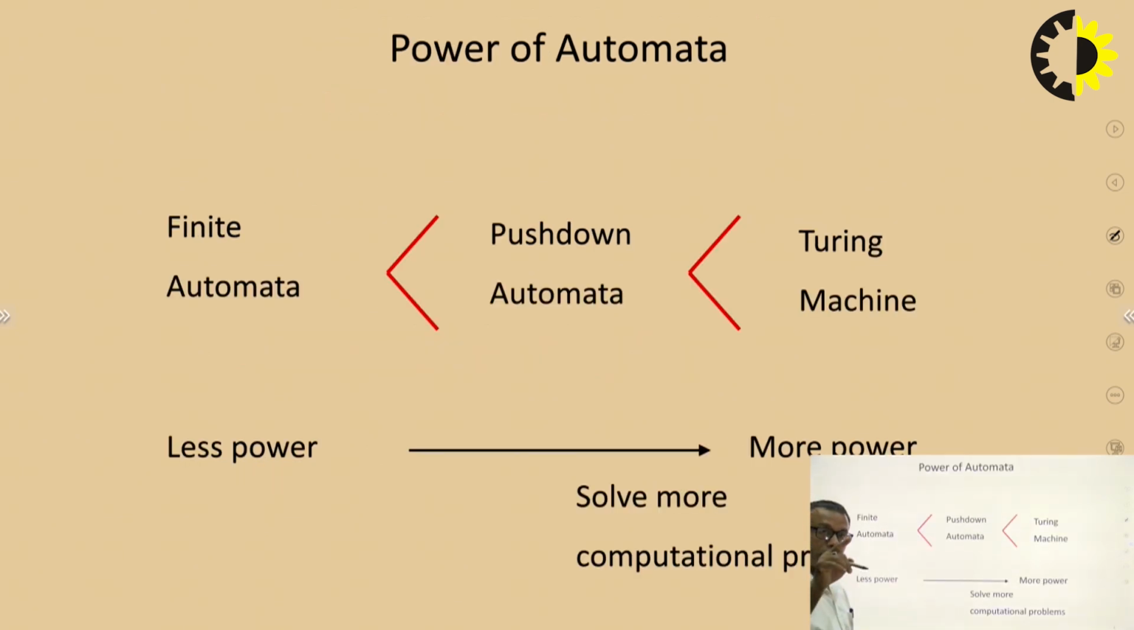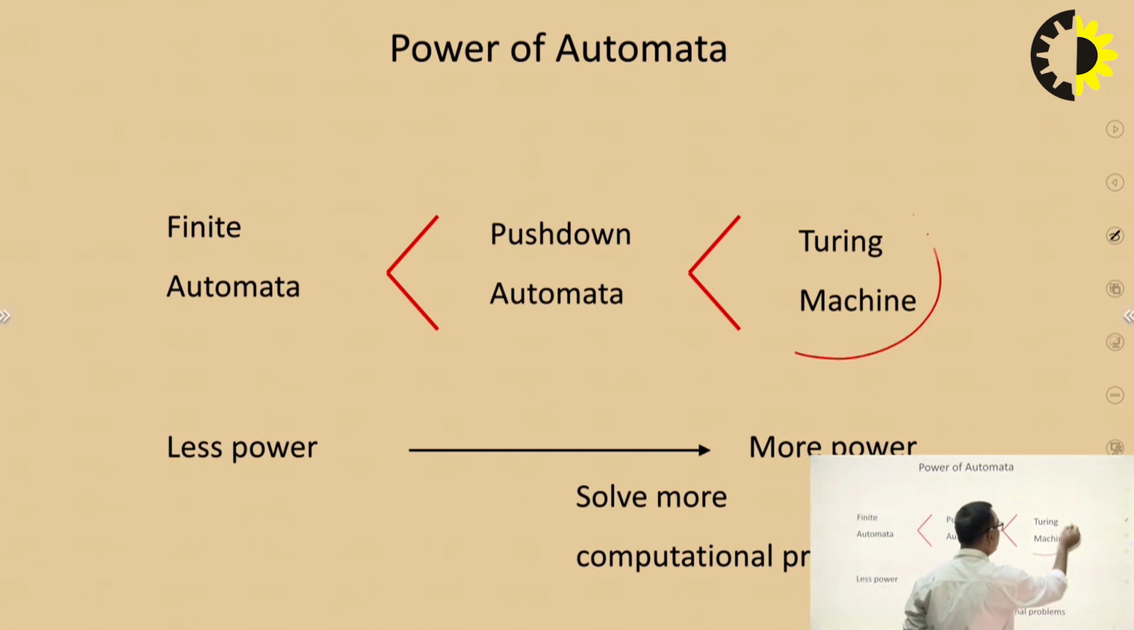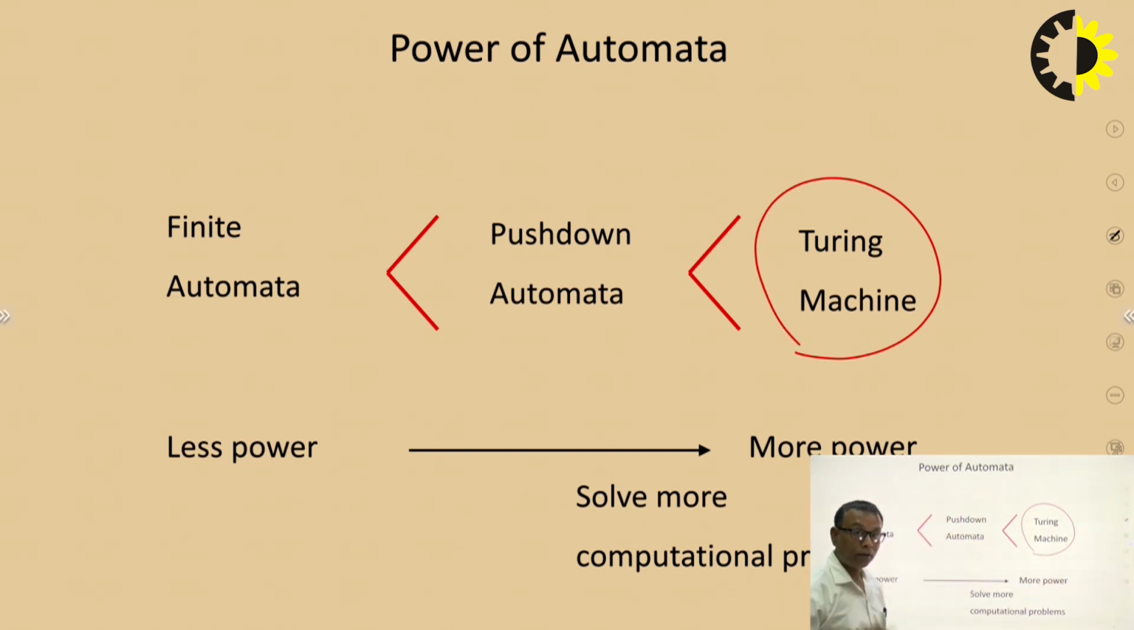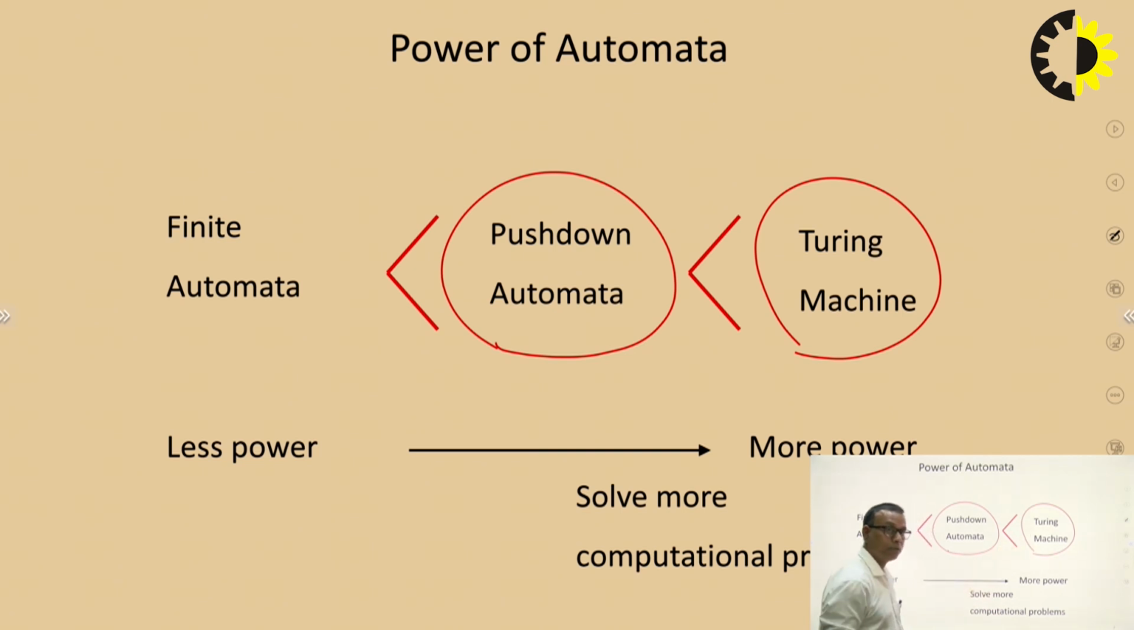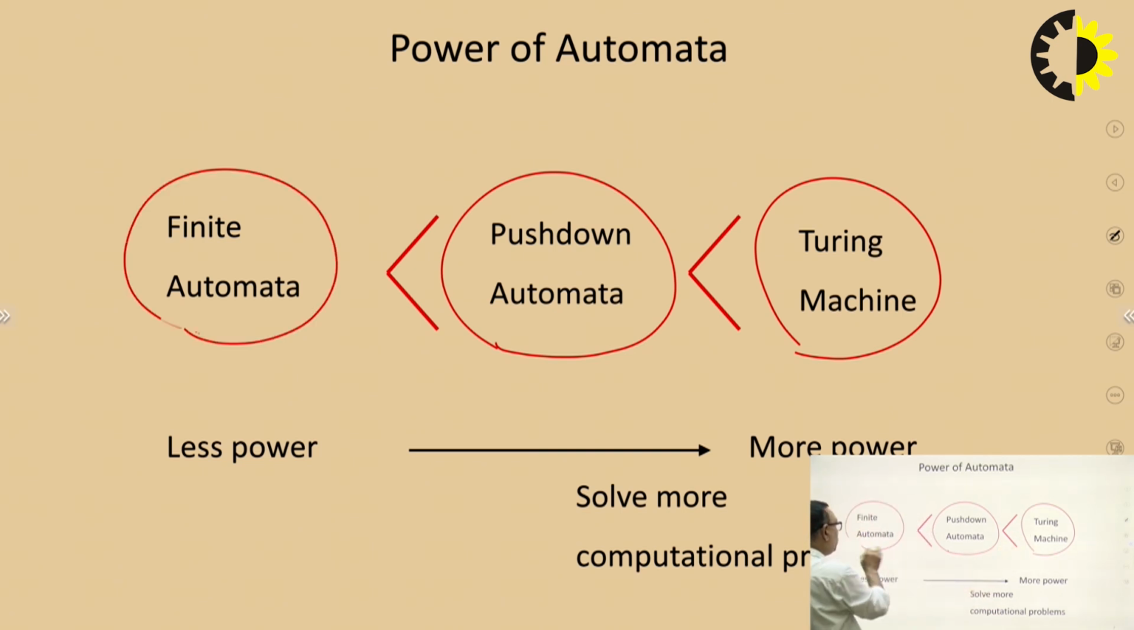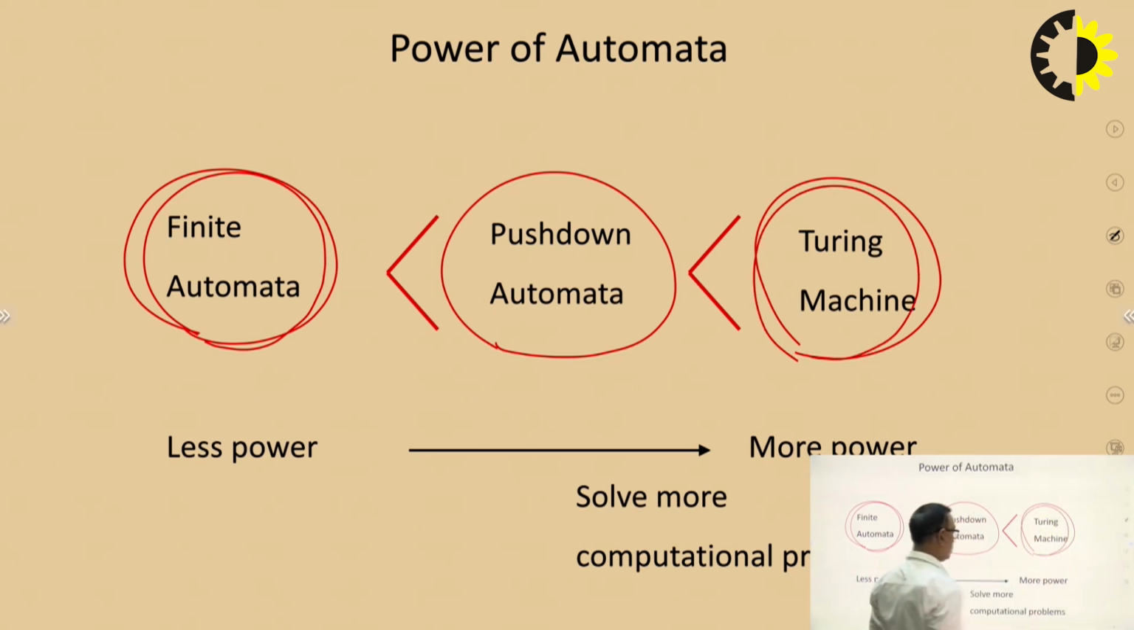If you talk about the power of automata, the most powerful machine is the Turing machine, which can solve any algorithm. It can solve any type of computational problem. Push down automata has less power as compared to the Turing machine, and finite automata has very less power as compared to push down automata. So this is the least power, and this is the highest power. Push down automata is in between the finite automata and the Turing machine.